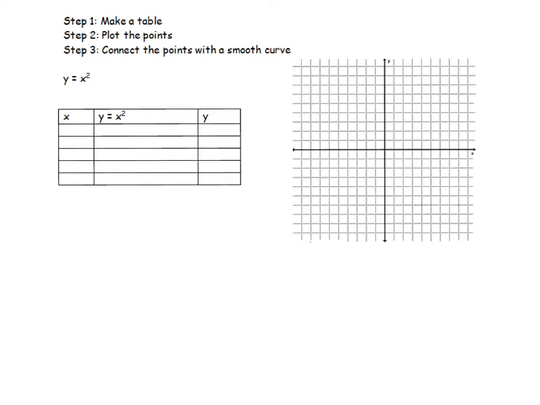All right, let's try an example. What we're going to do here is exactly what we did with linear equations. We're going to make a table of values, we're going to plot the points, and then we're going to connect those points. Now it used to be, again, with a line, and now it's going to be with a smooth curve, a U-shaped curve. So let's take a look at this first one.